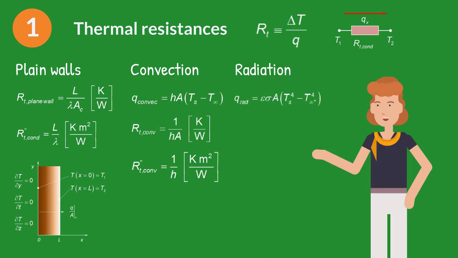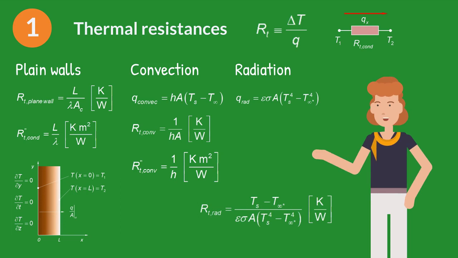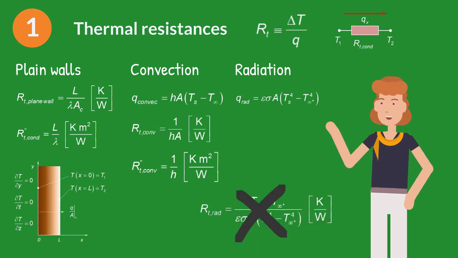Heat losses by radiation in the surface of a solid to a very big surface or surroundings can be calculated with this equation. However, this resistance depends on the surface temperature. Therefore, it is not a practical approach. We will discuss this more in detail when solving problems of insulation.